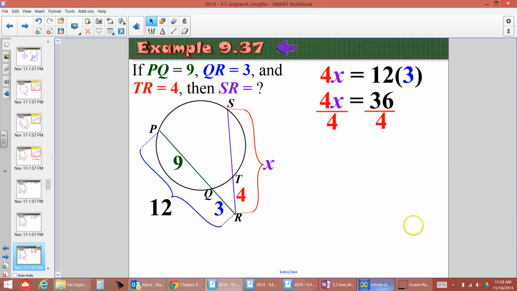Well, this one's pretty easy. We just divide by 4 on both sides, and we end up with x equals 9. So here's how you solve for SR on that one.